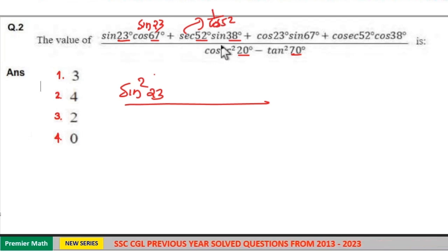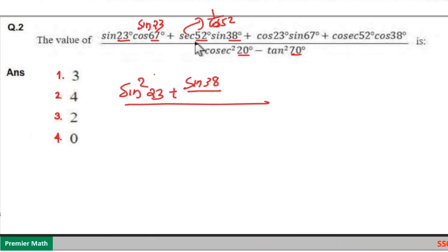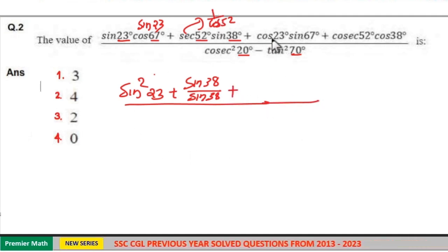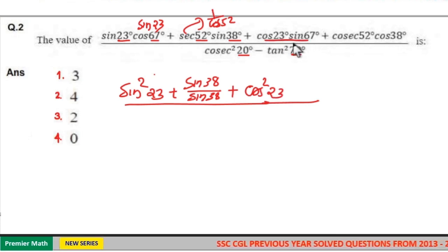Now cos 52 is equal to sine 38 because 52 plus 38 is 90 degrees. So this will become sine 38 divided by sec 52, which will become sine 38 because sec 52 is 1 by cos 52. Same way here cos 23 is equal to sine 67 and sine 67 is equal to cos 23. So here we have sine square 23. So I'll write it as cos square 23. That is, this term will become sine square 67 or cos square 23 because sine 67 is equal to cos 23.